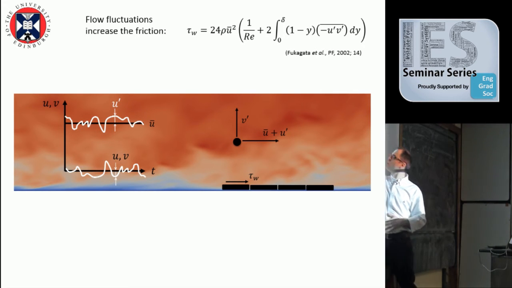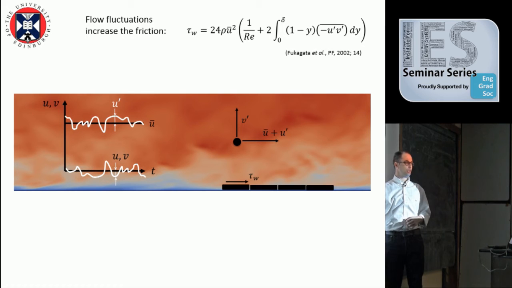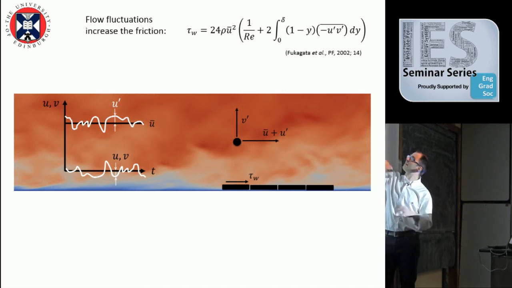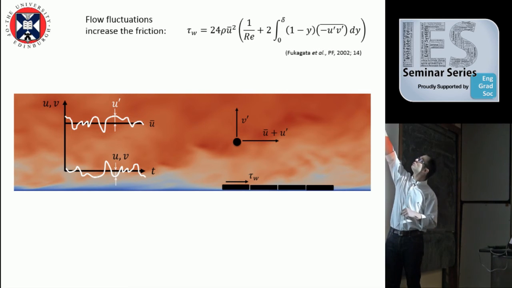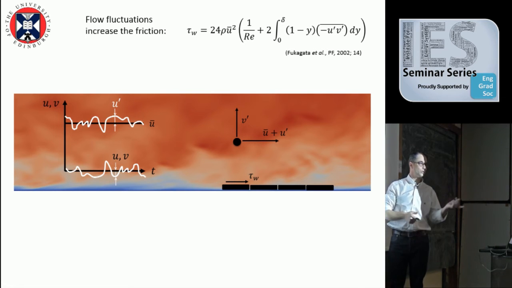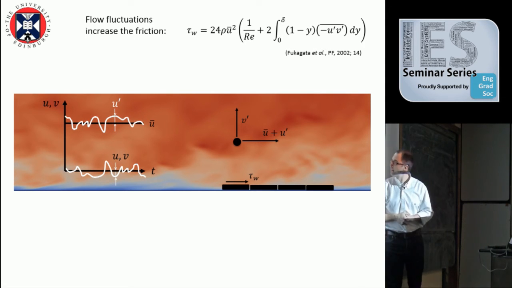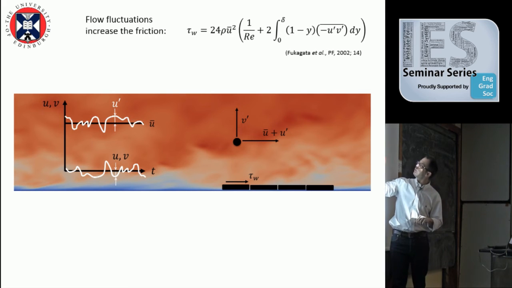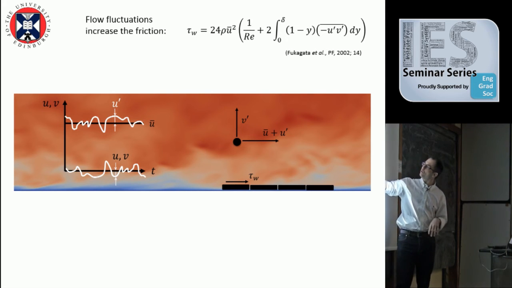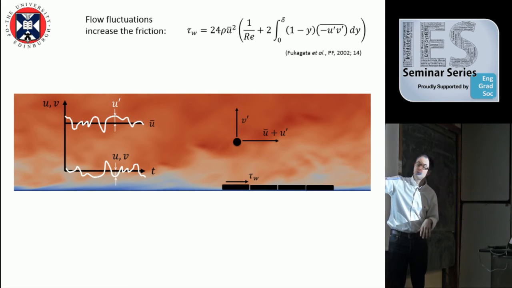So the friction on this surface, so the force which is pushing this block in this direction, is proportional to the Reynolds number, as we said before, but also to this U prime V prime, the Reynolds stresses, which, as I mentioned before, has a minus in front. So what we want to do is to learn about how the flow fluctuates here, learn about the Reynolds stresses, and learn how we can manipulate these Reynolds stresses in order to decrease tau.